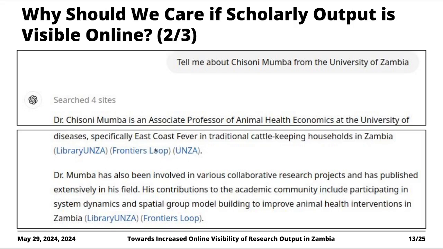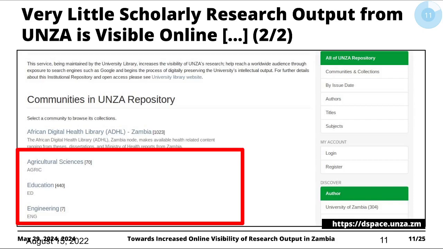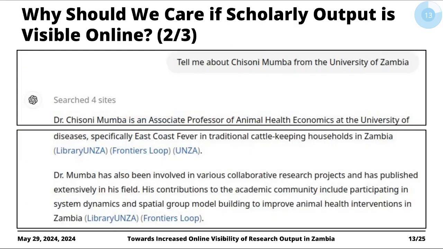And I think he is part of an editorial team for one of the Frontiers Loop journals or something. So again, just more motivation for why you may want to seriously think about making sure that you carefully curate the research that you publish.